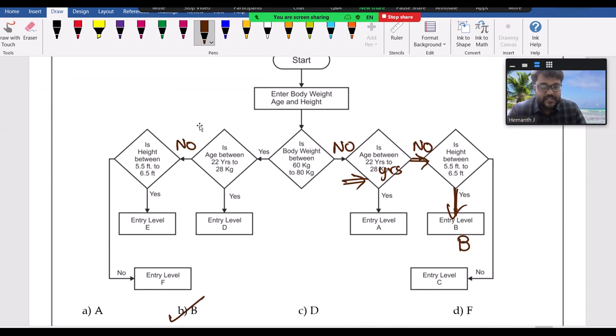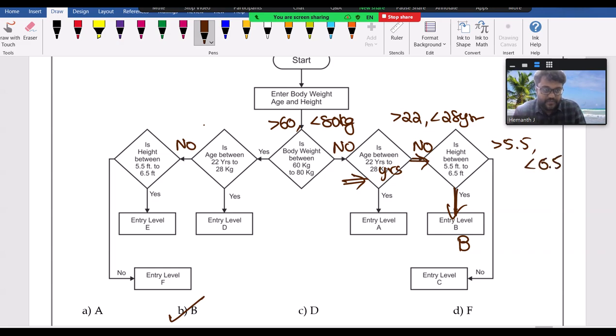Now this question is B level. So we have to see A, okay, weight. Weight greater than 60 or less than 80? No. Next, age greater than 22, less than 28 years? No. Okay, then height greater than 5.5 and less than 6.5. Yeah, this is satisfied, 5.8. So we can go for B entry level.